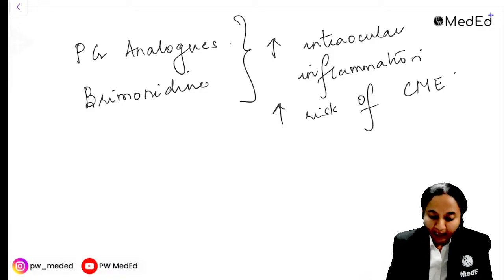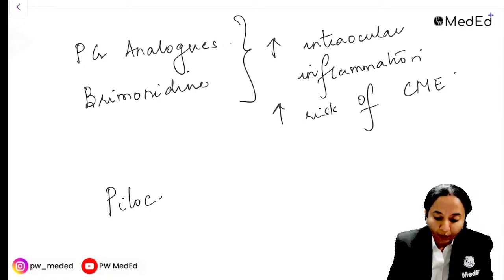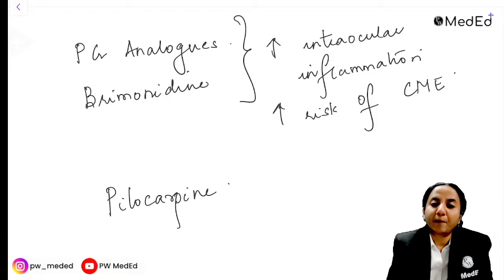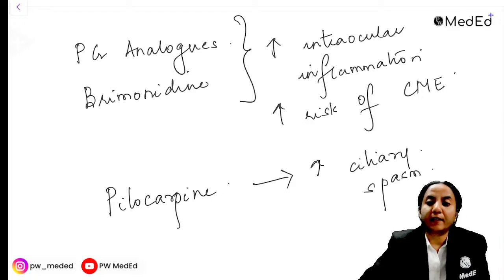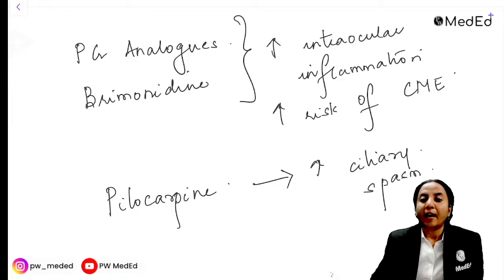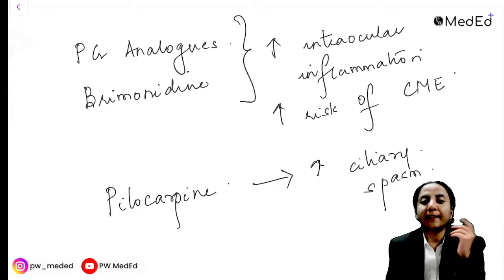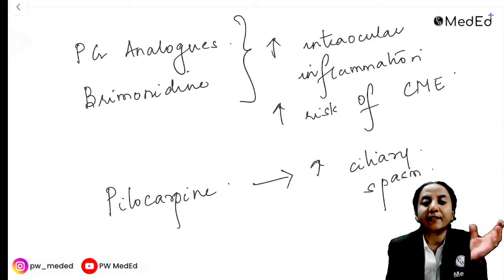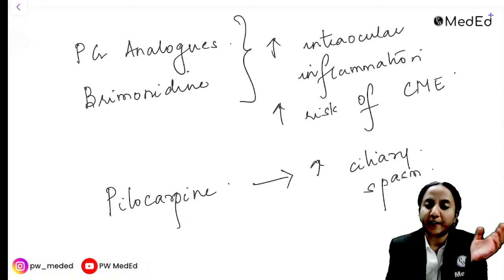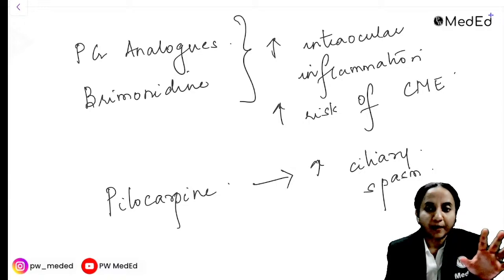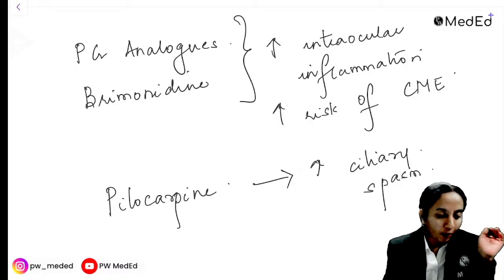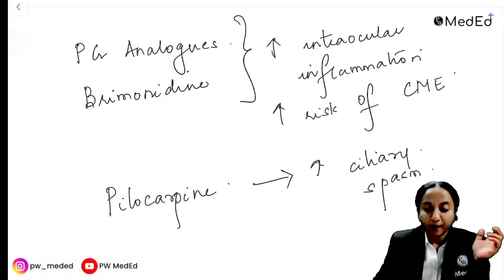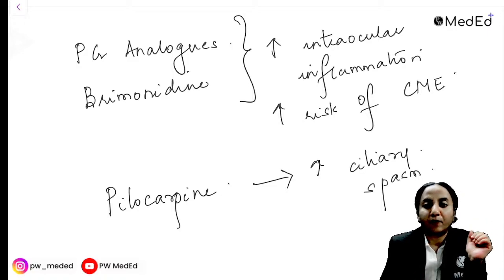And also, though we don't give it, theoretically pilocarpine is also contraindicated. Why? Because it increases the ciliary spasm. You know that in uveitis we give atropine, a cycloplegic, for decreasing the ciliary spasm. And pilocarpine is already causing miosis and further increasing the ciliary spasm. So theoretically, pilocarpine is also contraindicated. We never give pilo in these conditions, but theoretically, these three classes of drugs should not be given in patients who have uveitis. So in uveitic glaucoma, we are not supposed to give these three classes of drugs.